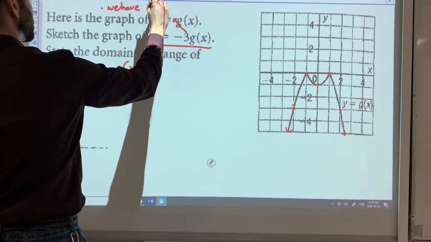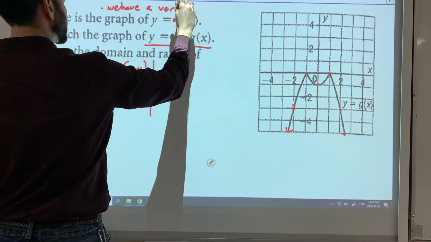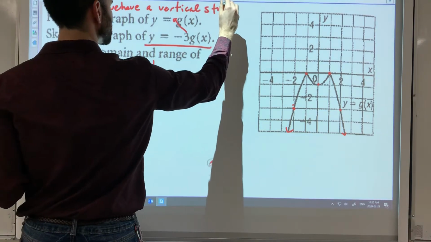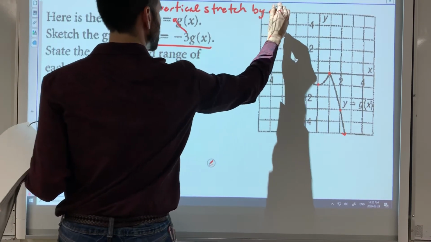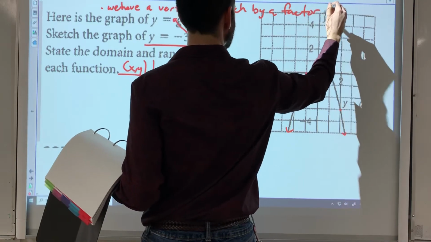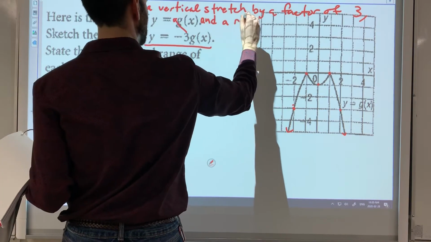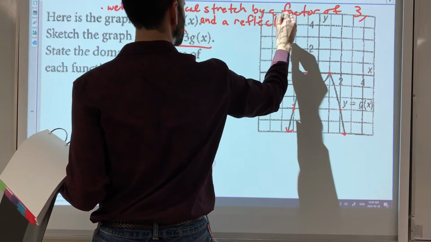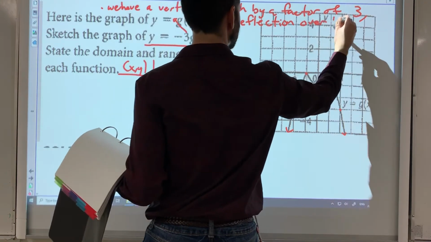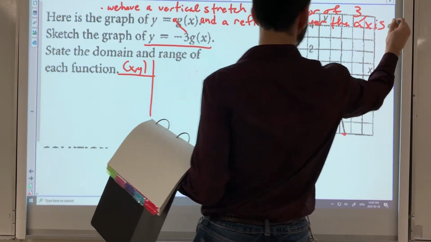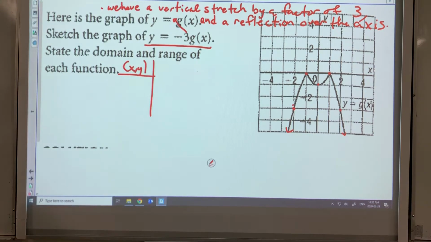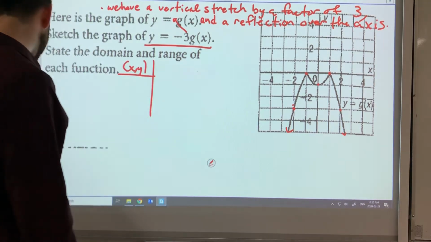We have a vertical stretch by a factor of 3 and a reflection over the x-axis. Like I said yesterday, sometimes they'll just describe it to you in words, like take this graph and do this, or they'll give you the formula. I'm just going to erase that because it's going to be in the way of my graph.